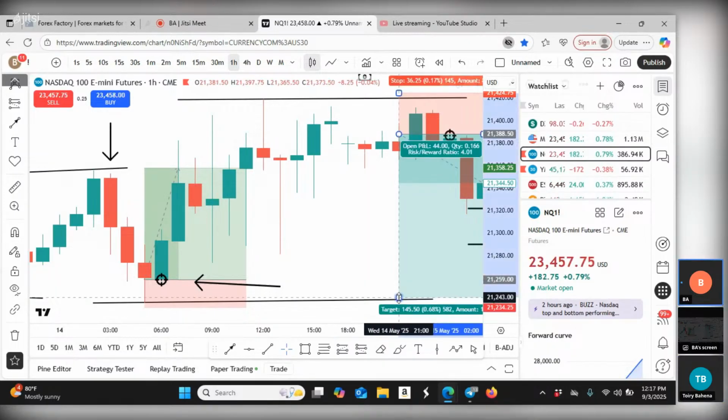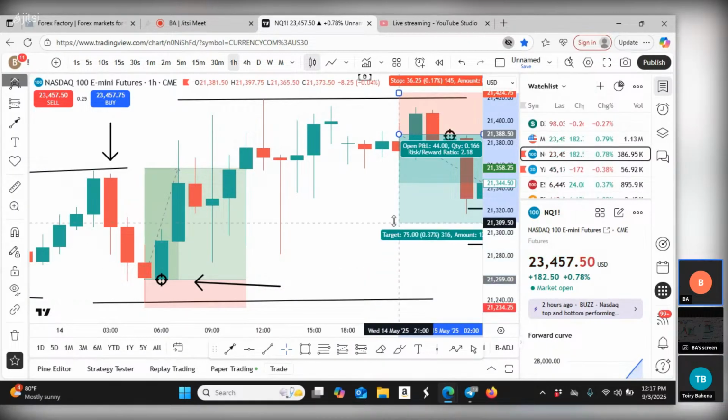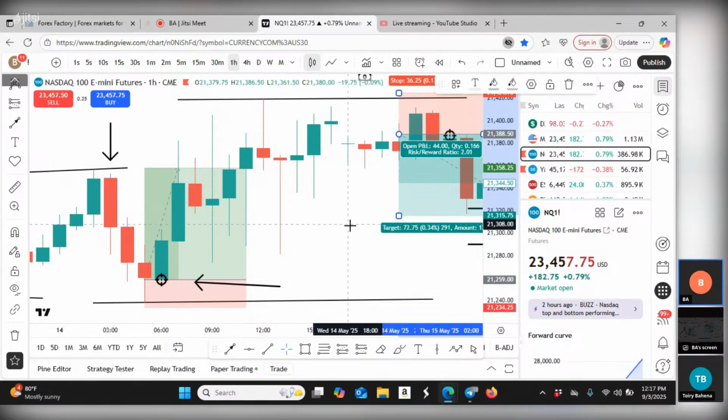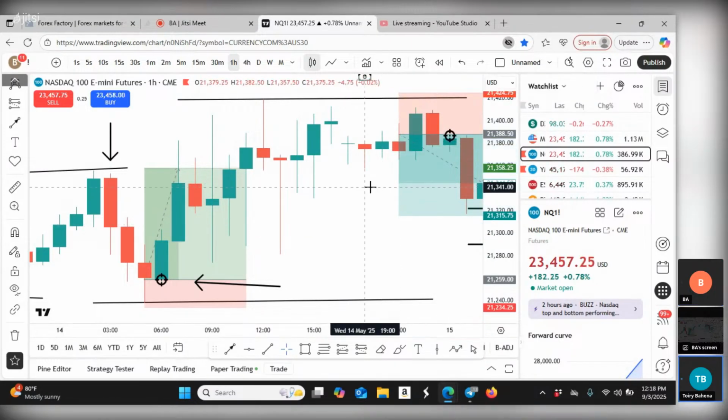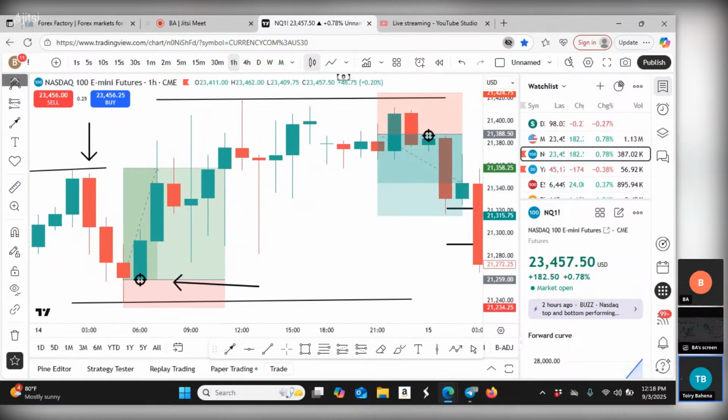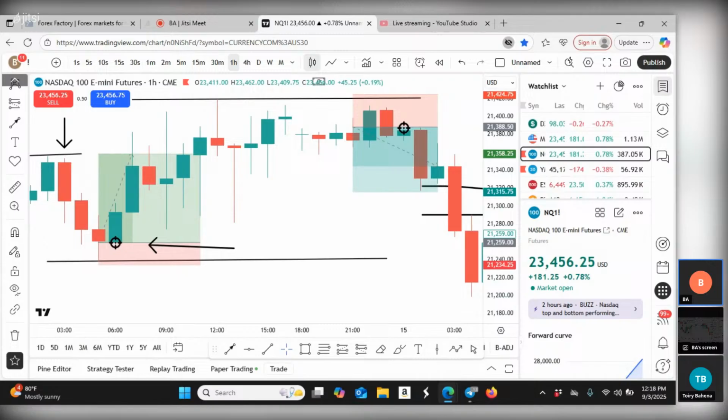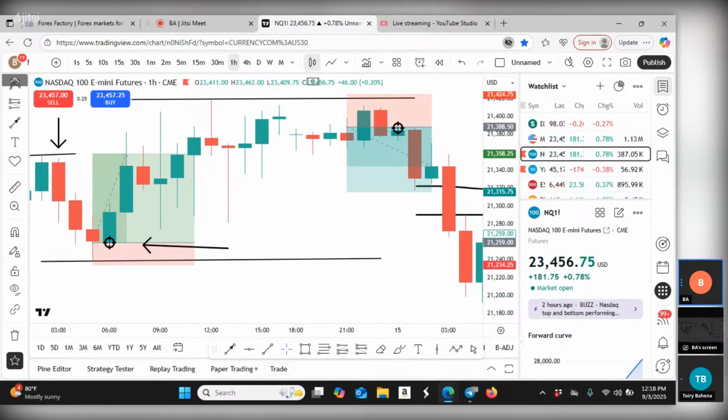But you don't have to aim that far. All you need is a 2 to 1 risk to reward. I'm not greedy, but I would love to take that all the way to the bank. And then look at it, boom! You see how it just shot right through their stop losses? Wow.